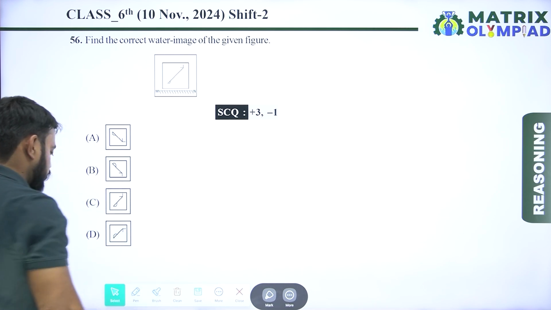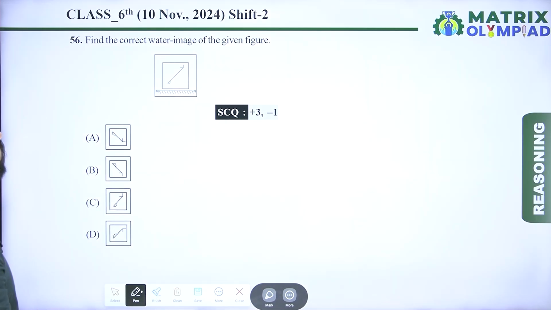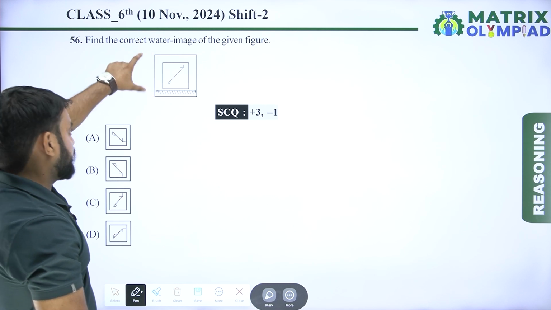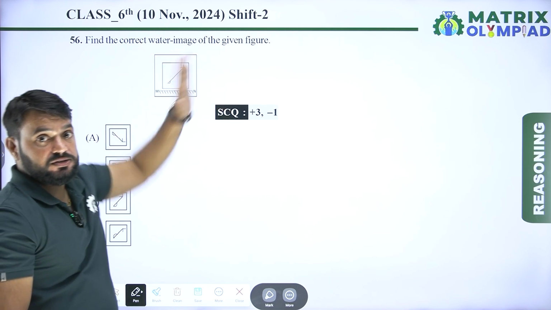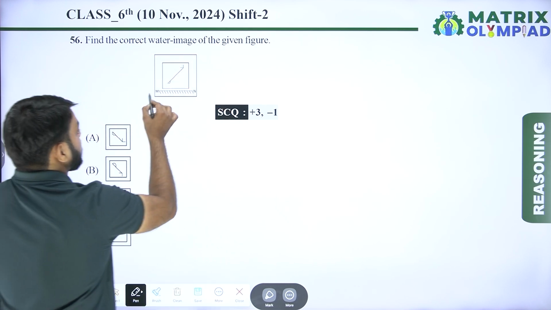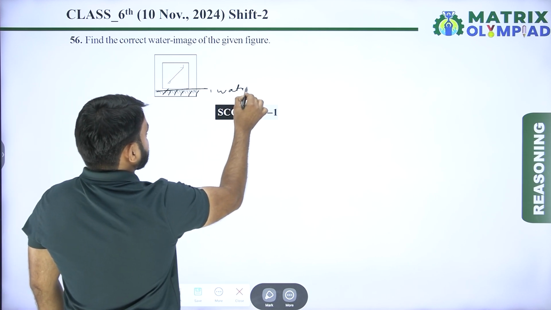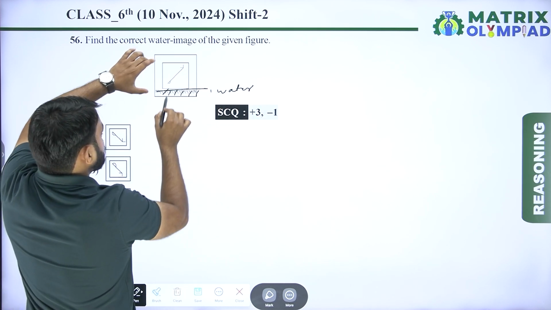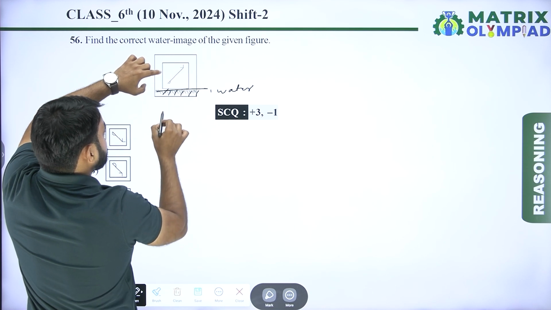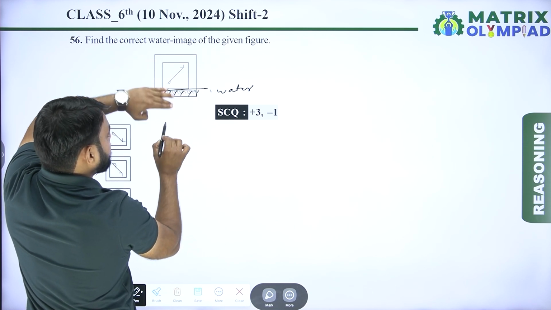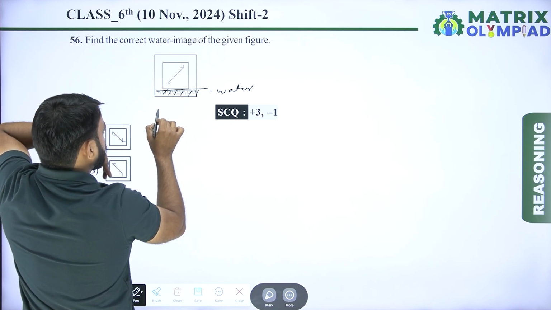So now the next question is question number 56. Find the correct water image of the given figure. So the water is always taken below the object. So now here is the water. Now find the water image: the part of an object which is near to the water will remain near to the water in the water image.